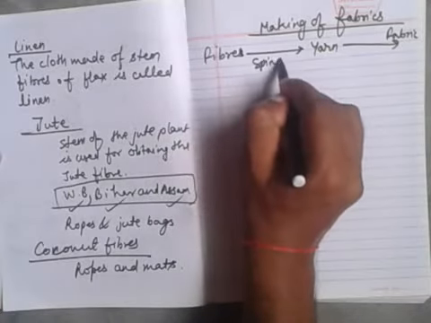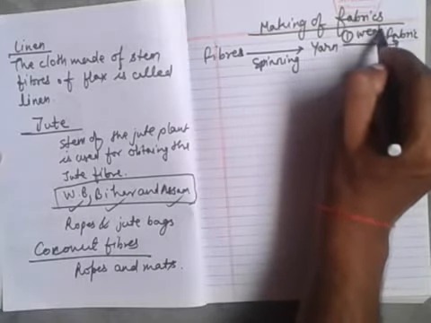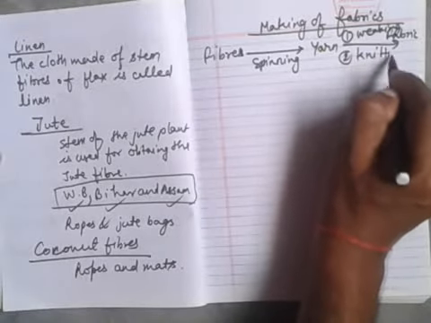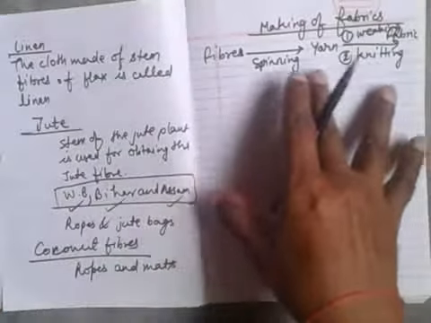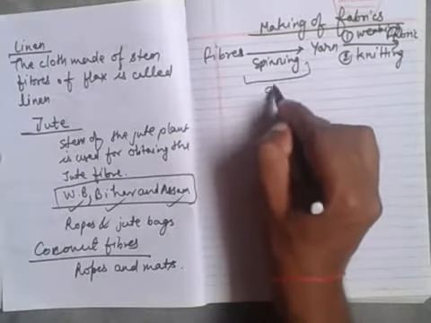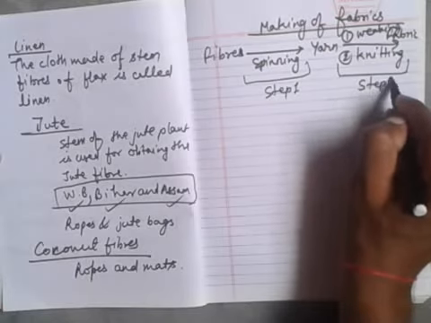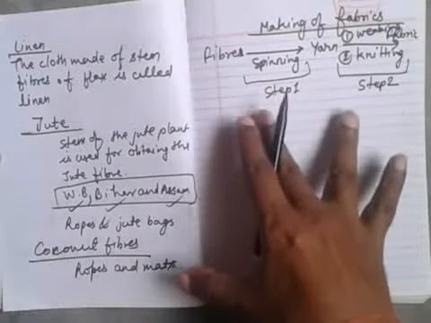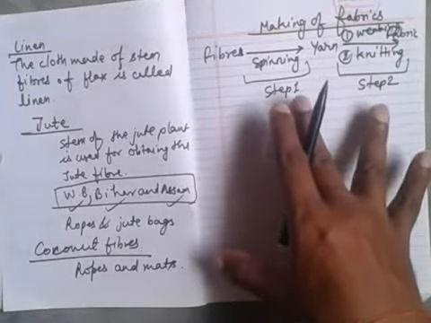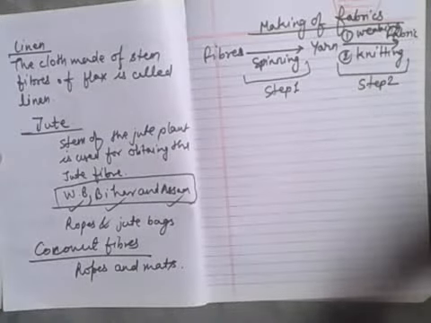Here we perform a process that is called spinning, and then we may perform two processes. These are called weaving and knitting. This one is step one, and this is step two. So by performing these two steps, we may prepare a cloth from the given fiber.